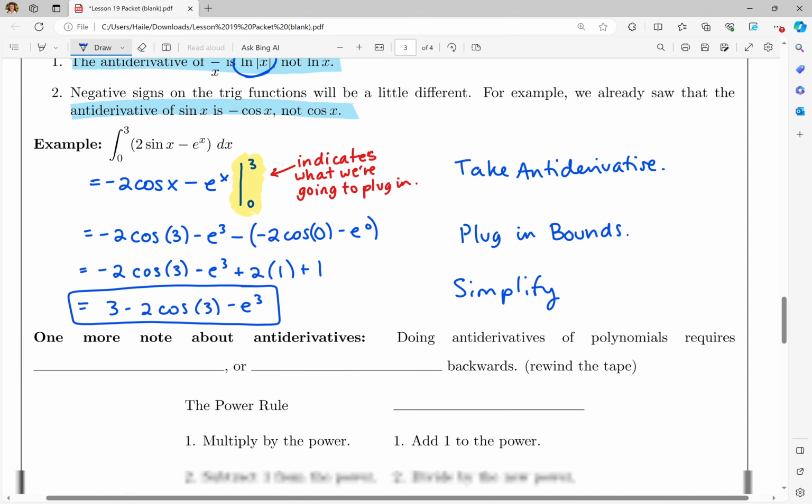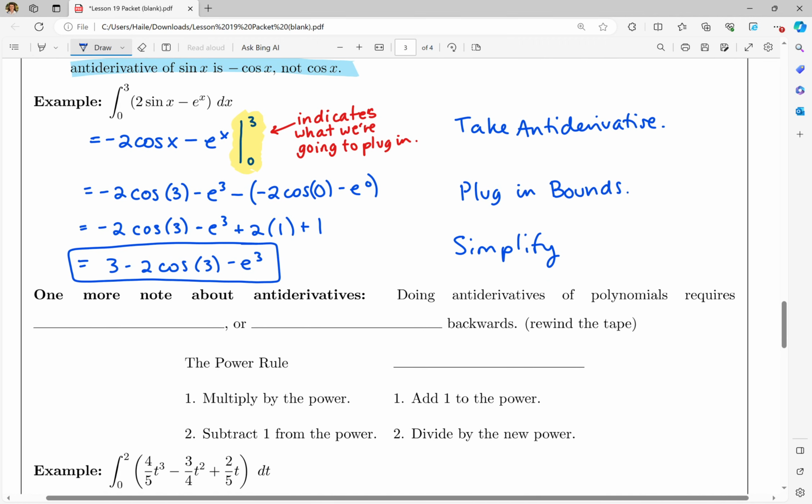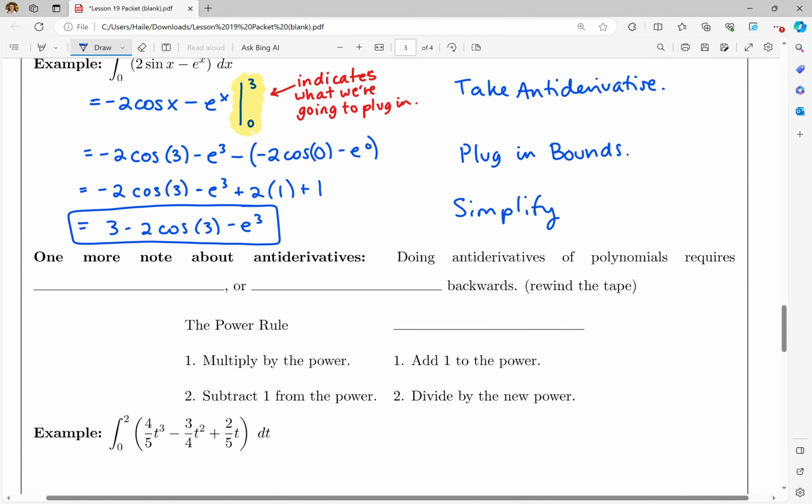Okay, one more note. We looked at an example that uses our basic facts, but I want to also talk about polynomials. Polynomials we know use the power rule when we took derivatives. So if we're doing antiderivatives of polynomials, we just need the backwards power rule.